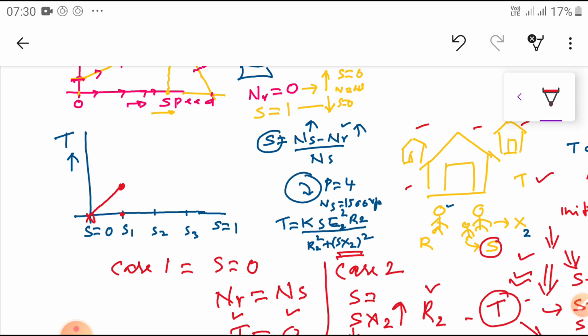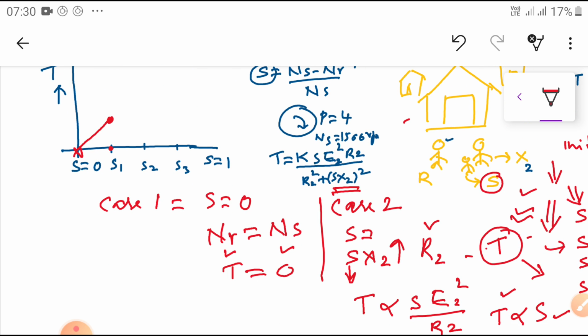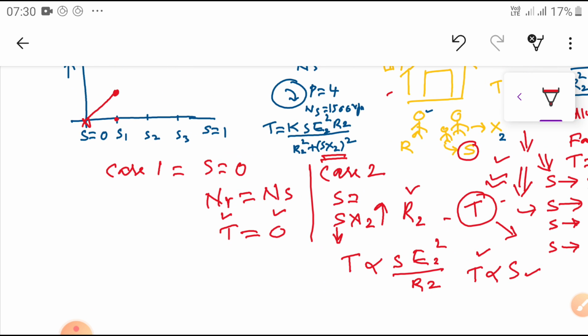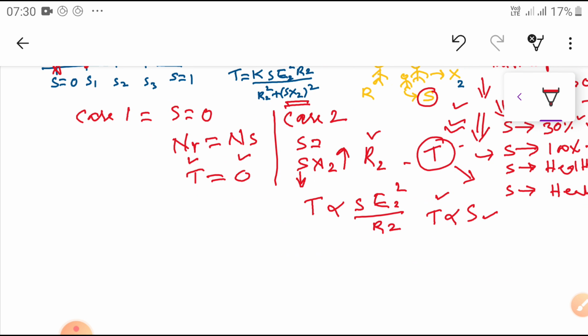Okay, now case 3. Now in case 3, you can take case 3. What happens? When the slip increases further, that means what happens here, dear students, please remember.